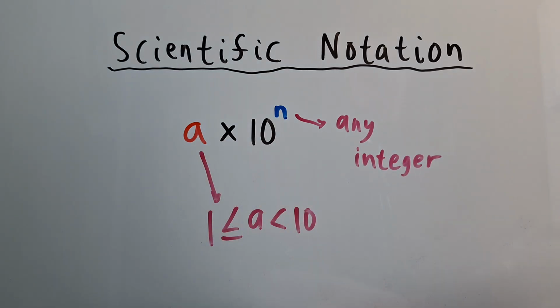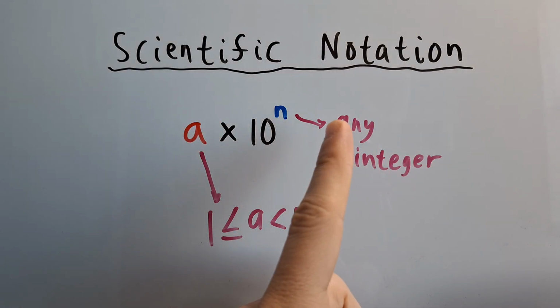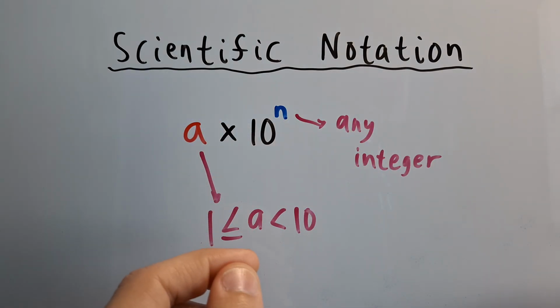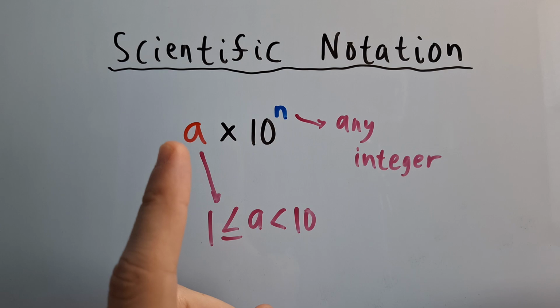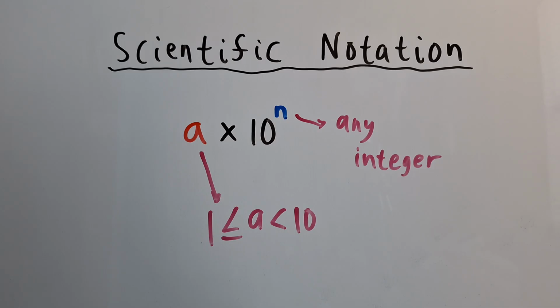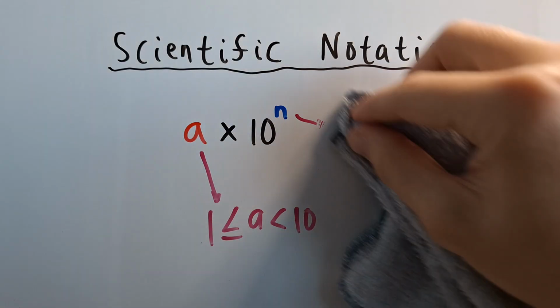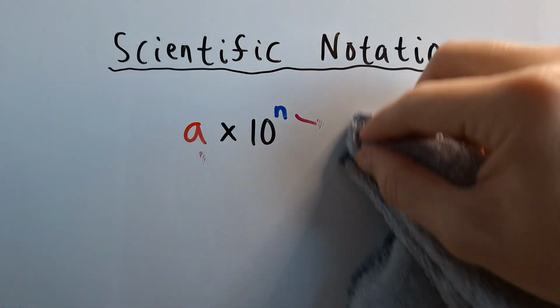So a times 10 to the power of n. This explains the notation known as scientific notation. There is always one non-zero digit before the decimal point. So let's take a look at a couple of examples for what this notation looks like. Write this right over here.